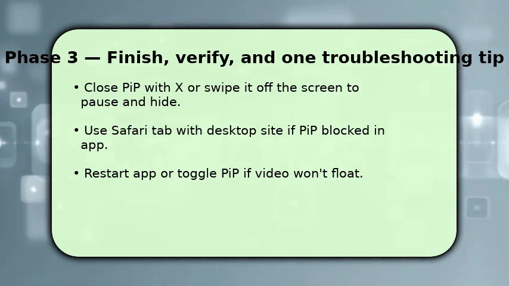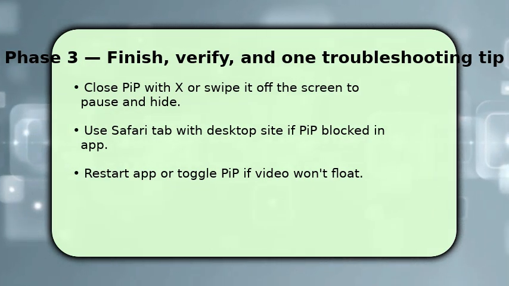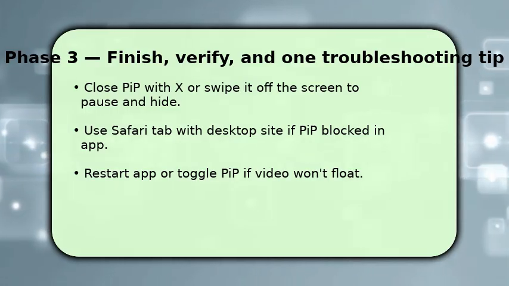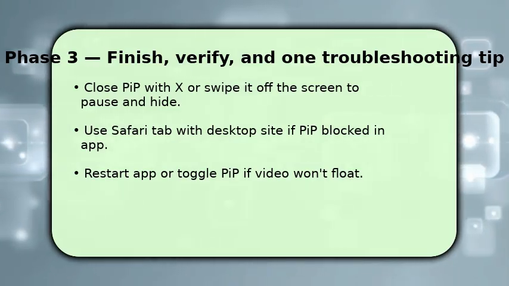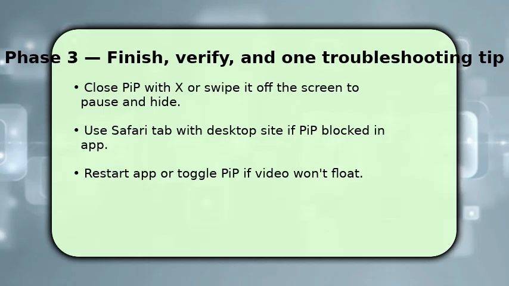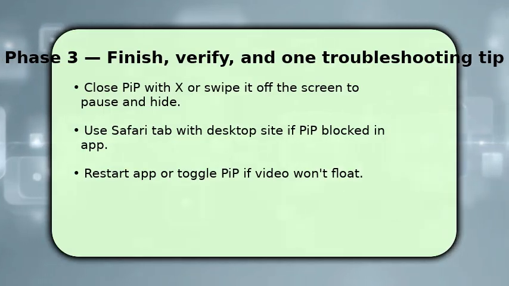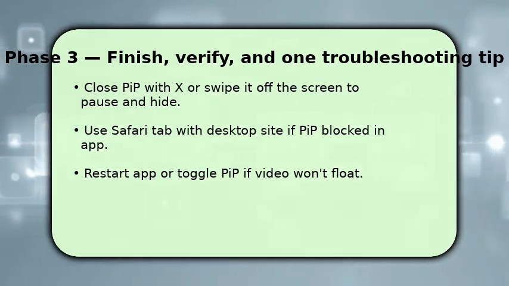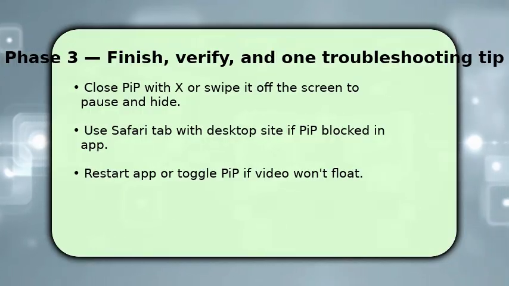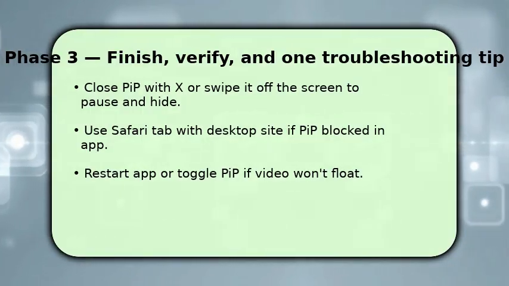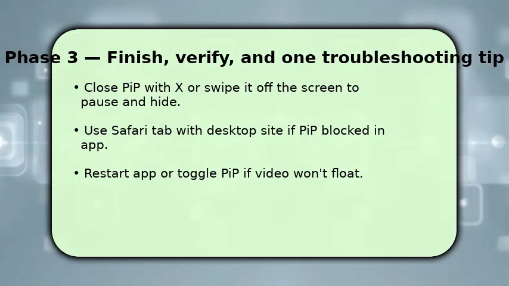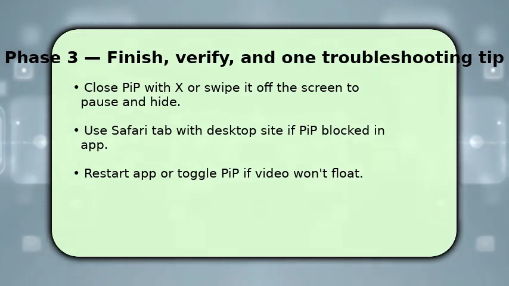If PiP is blocked in the YouTube app, switch to Safari, request the desktop site, start the video, then trigger PiP. This is a reliable workaround. If PiP fails, force quit the app, toggle picture-in-picture in settings, and retry. That usually fixes stubborn cases. Make sure your iOS is updated, and then resume multitasking.